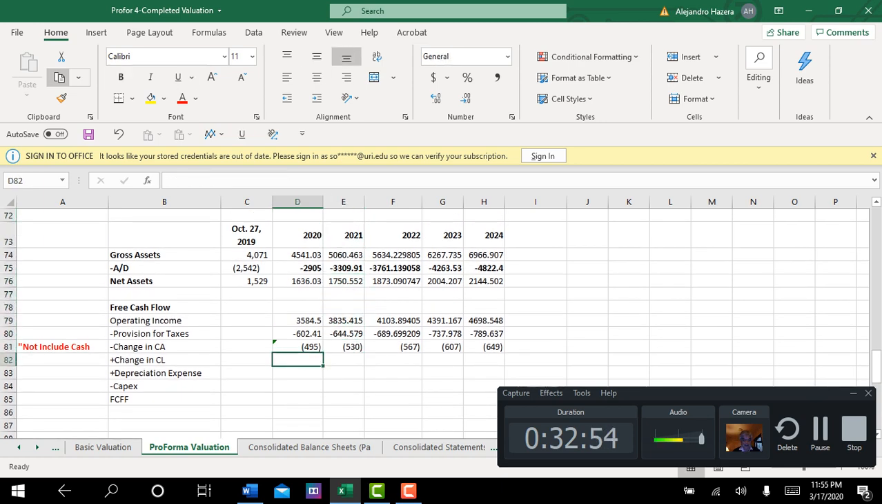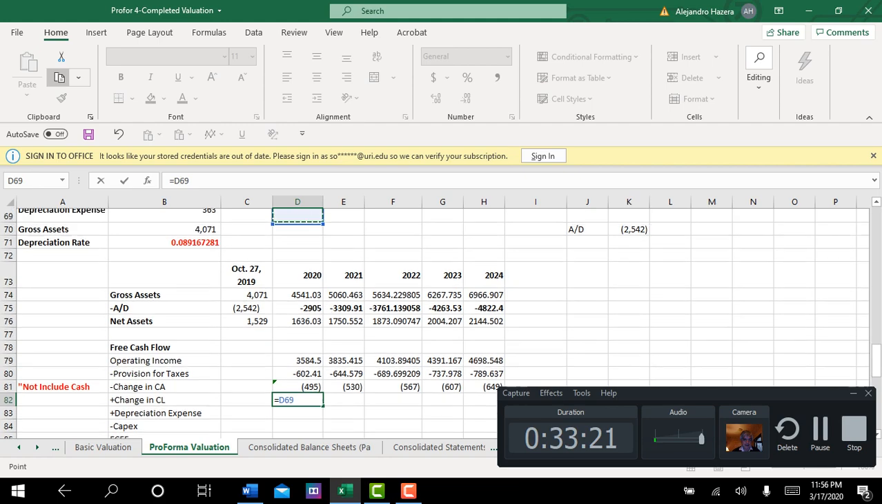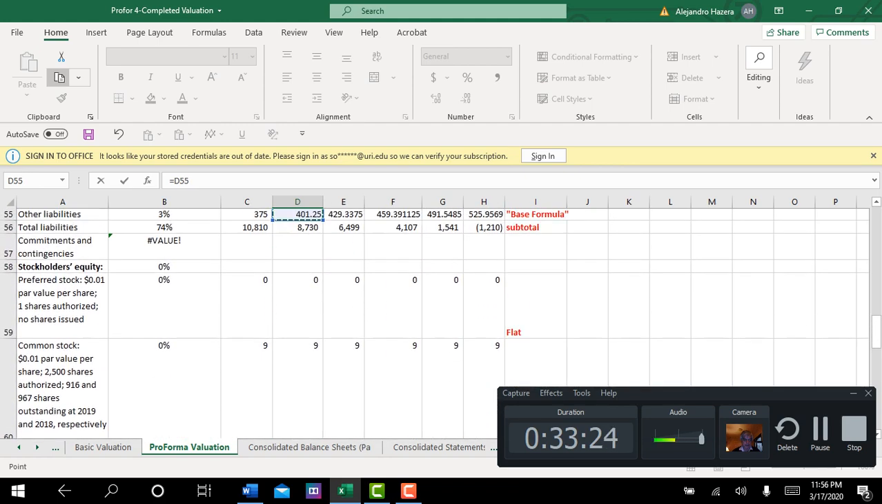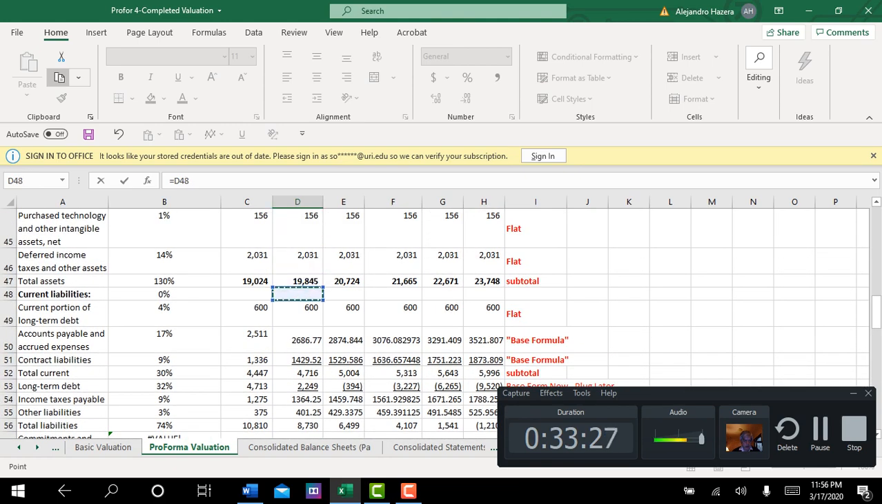Change in current liabilities. Remember that on a statement of cash flows, the adjustment of current liabilities goes in the same direction as the change in the current liabilities. So in this case, we're going to take the 2020 total current liability line and subtract out the 2019 to get my initial change in current liabilities. So this is going to be equal to, we're just going to go up to total current liabilities. That's right there.